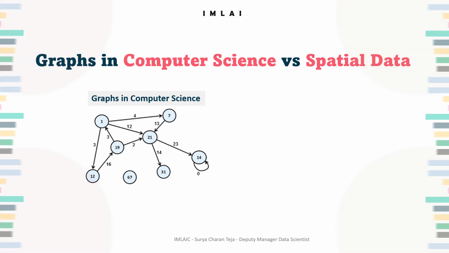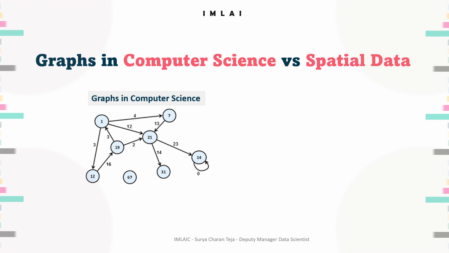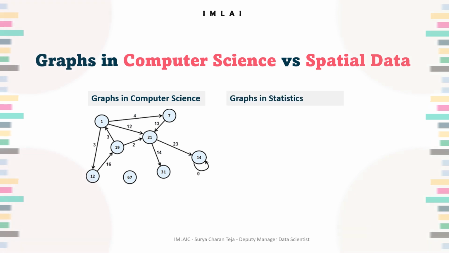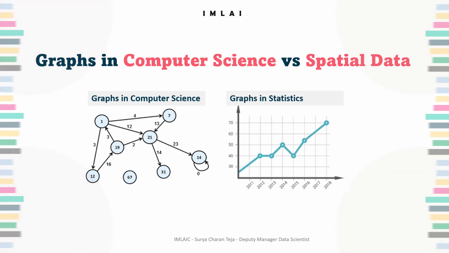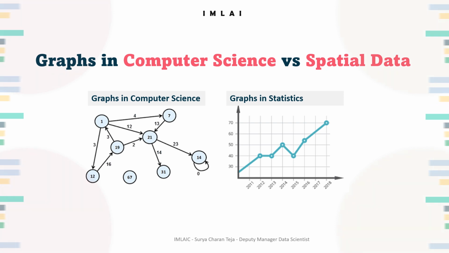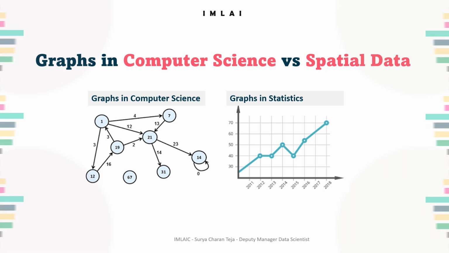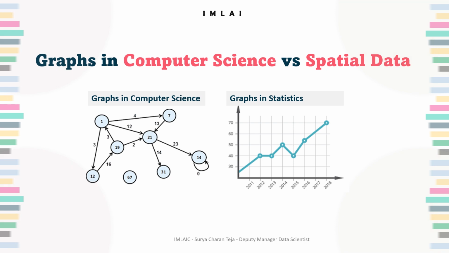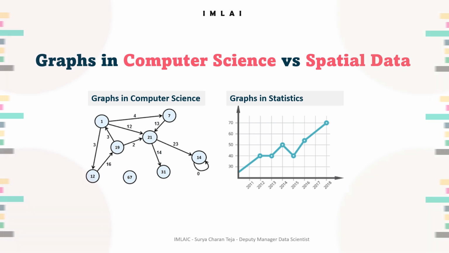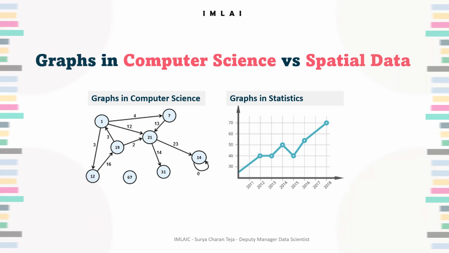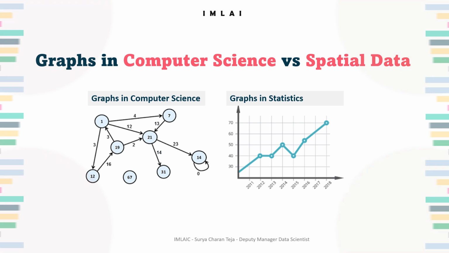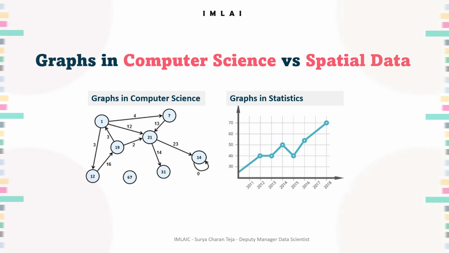And on the other side, in statistics, graph is used to refer to a variety of plots and visualizations. So if you see this, when we say graphs in statistics, it could be any type of graph. It could be a bar chart, a line chart, a temperature graph, a pie chart, a multi-line graph, a scatter plot, or a stacked bar chart.